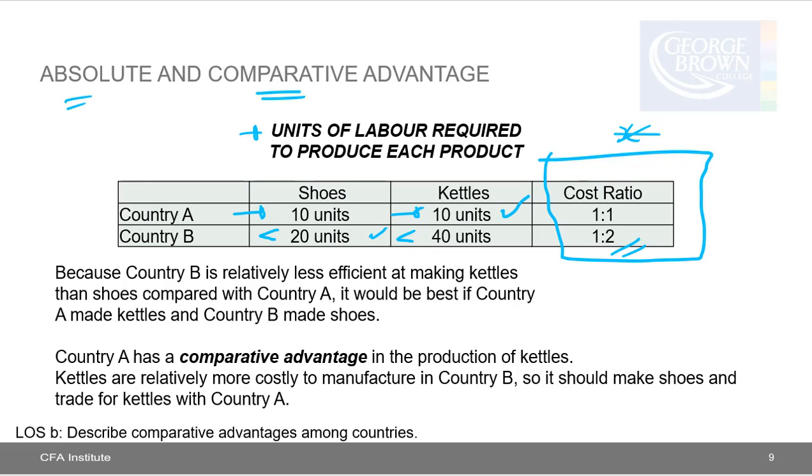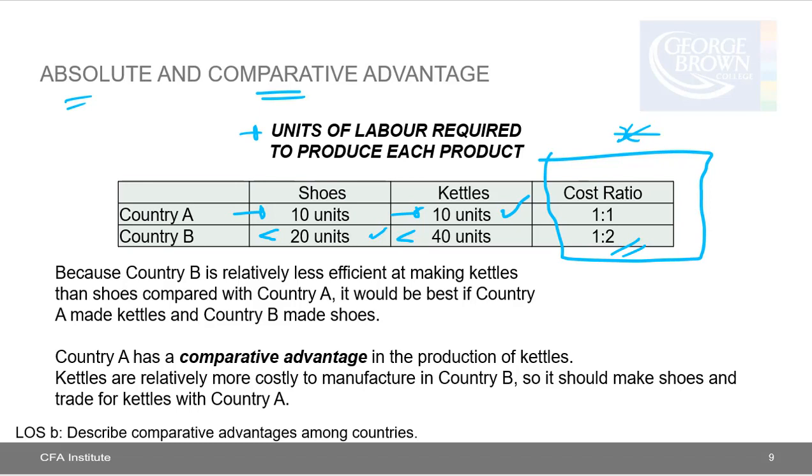The foregone opportunity cost to make an additional kettle is less in country A, 1 pair of shoes, than in country B, 2 pairs of shoes. Therefore, country A is more efficient than country B at producing an additional kettle. Country A also has what is called a comparative advantage in making kettles. In our example, the opportunity cost of making a kettle is 1 pair of shoes in country A and 2 pairs of shoes in country B. Okay?